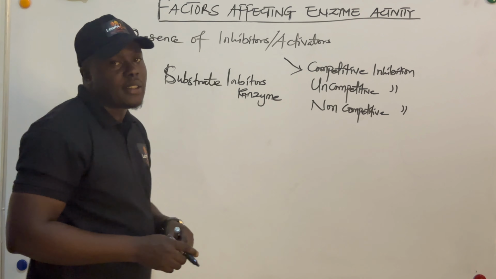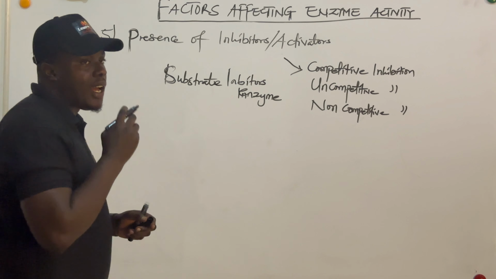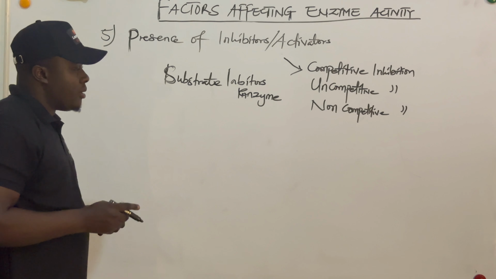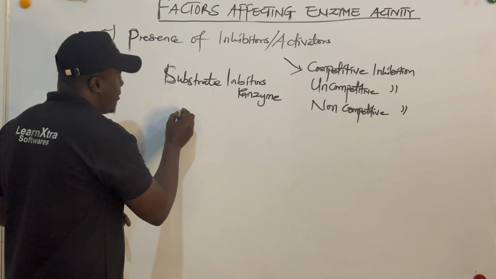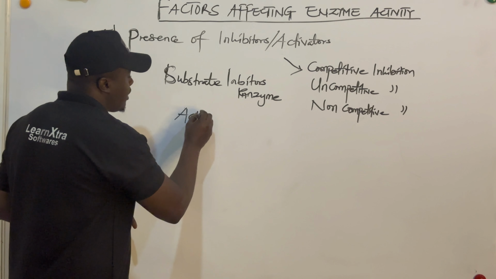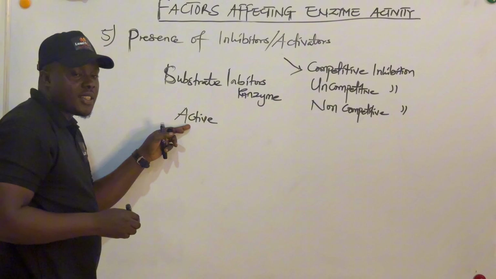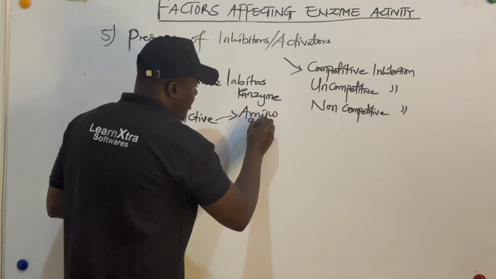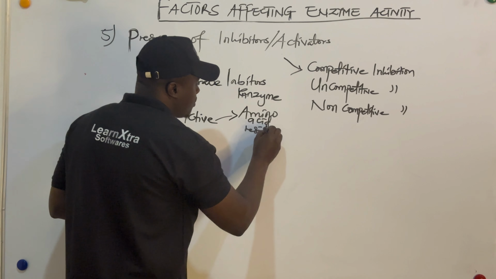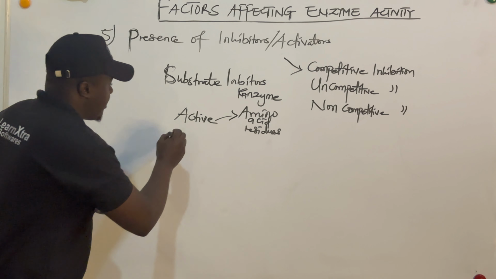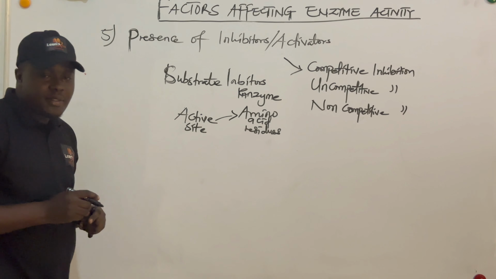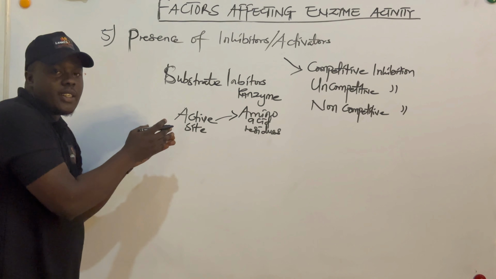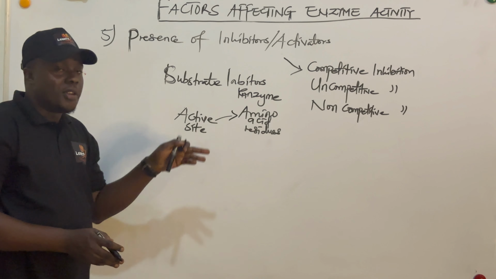Now, depending on the type of inhibition, we'll now know what is going to be the fate of the enzyme. Because every enzyme has what is known as the active site, which is made up of amino acid residues. Now, this active site is the catalytic site of every enzyme. This is where the substrate binds to. It is also where the inhibitor will bind to.